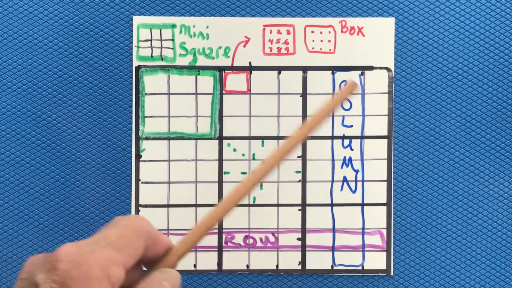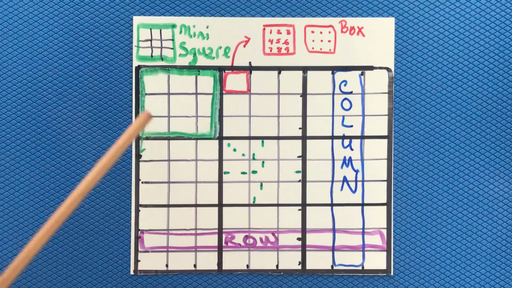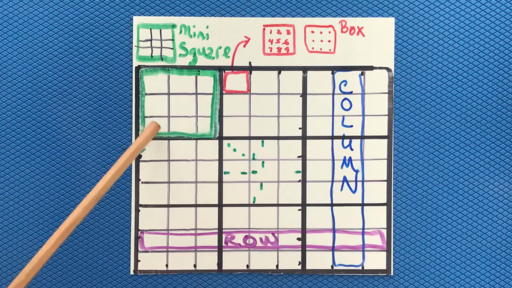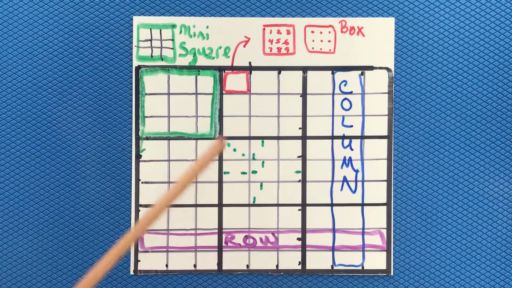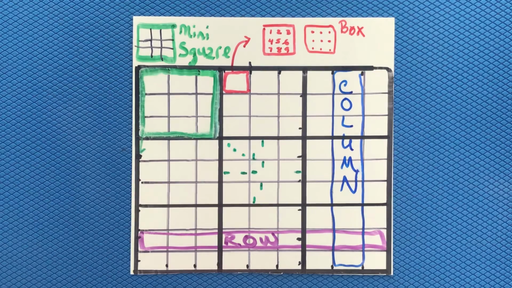Here I have a blank Sudoku puzzle. When I refer to a mini square, I'm referring to one of the 9 boxes of 9 smaller squares. When I refer to a box, I'm referring to one of the many small squares within a mini square. Columns run vertically, rows horizontally. Now, the dots.